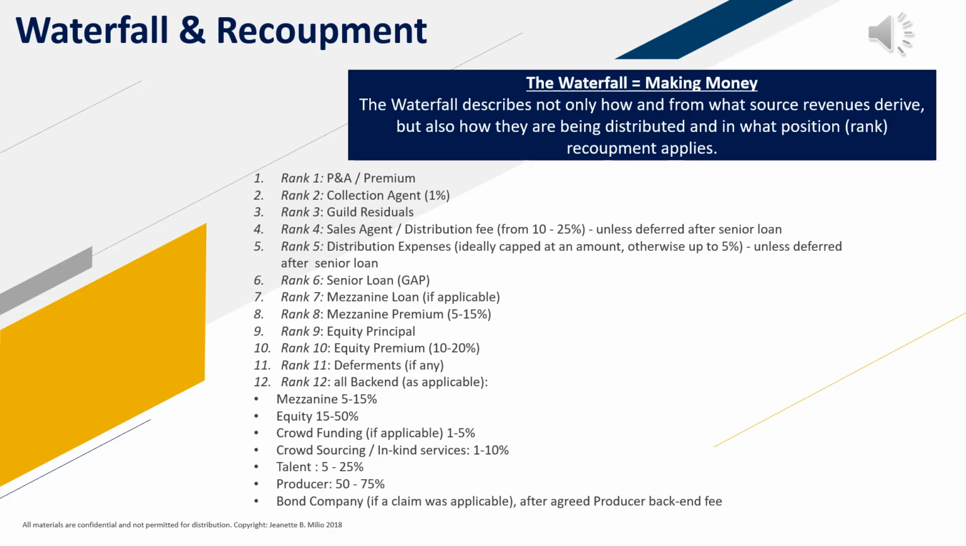The mezzanine lender would always be recouping in position number 7 if you have a mezzanine lender, and the premium would be position number 8. The equity comes after the premium, and the premium equity comes after the mezzanine premium, and the equity premium comes after the equity principal. If you have deferments, you will recoup them after your equity was paid back. At the end of it all, you have a profit, and now your back end profit participations will happen as applicable.